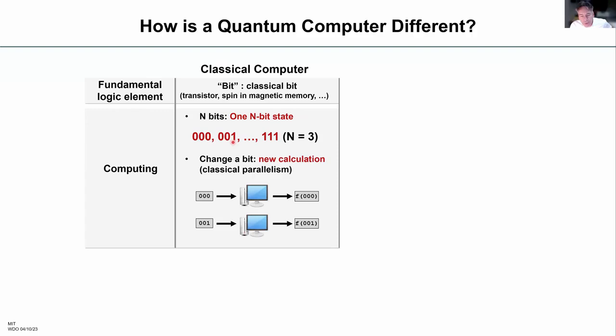Now, let's imagine that we wanted to compute a function given all of the different inputs. What are our choices?